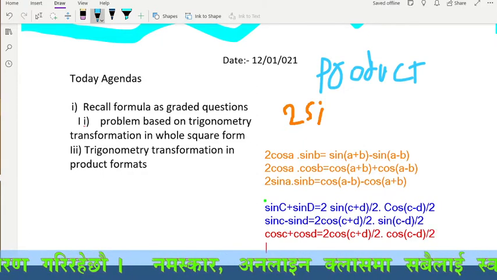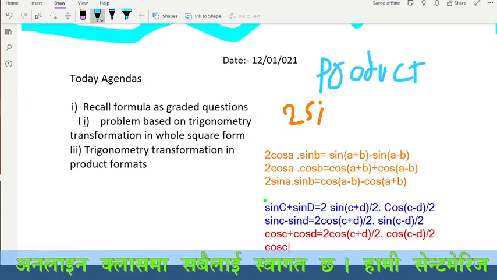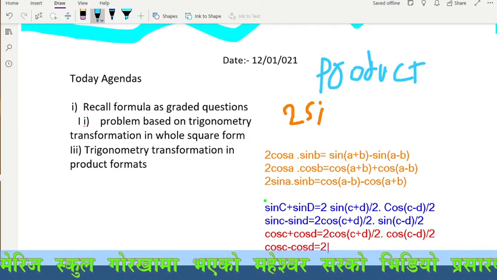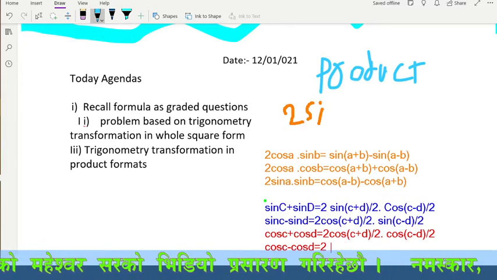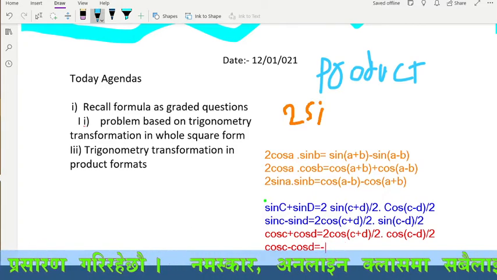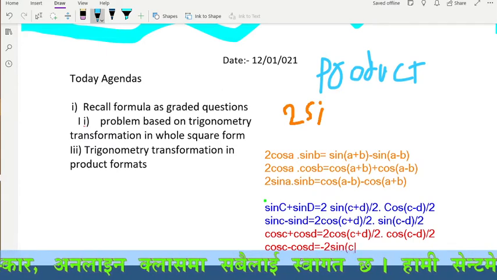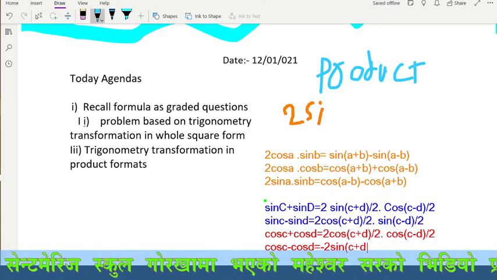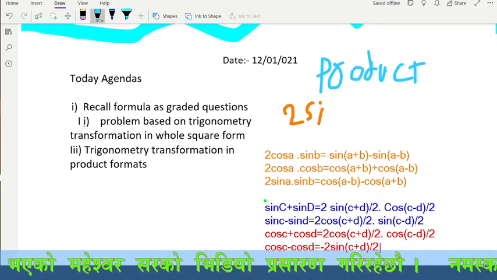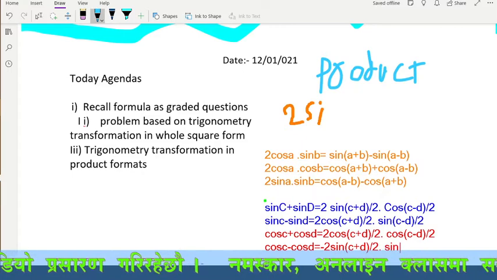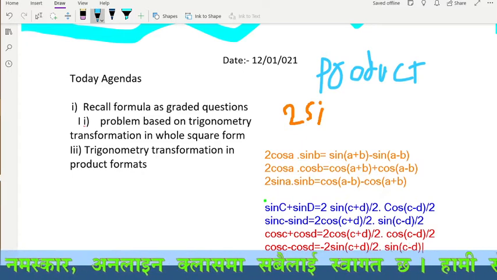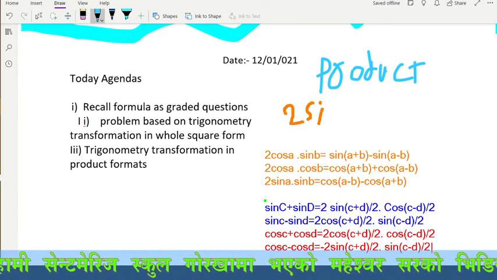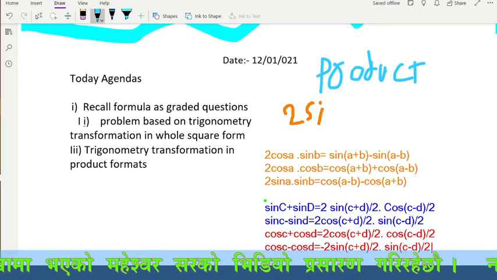Clear? Same way for minus also, we have read cos C minus cos D equal to minus 2 sin C plus D upon 2 dot sin C minus D upon 2. Right. So these are the formulas that we have to read in this chapter.